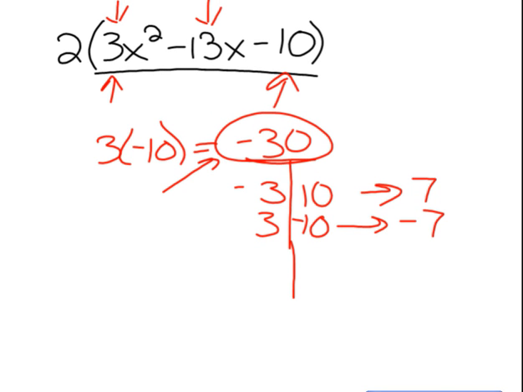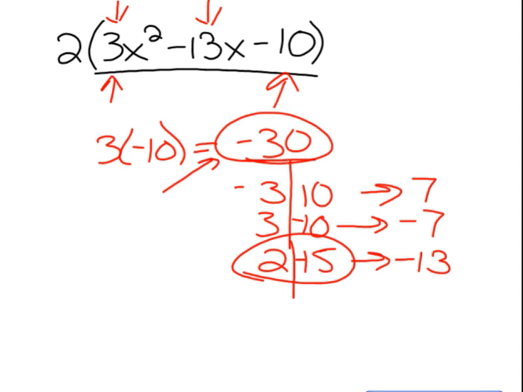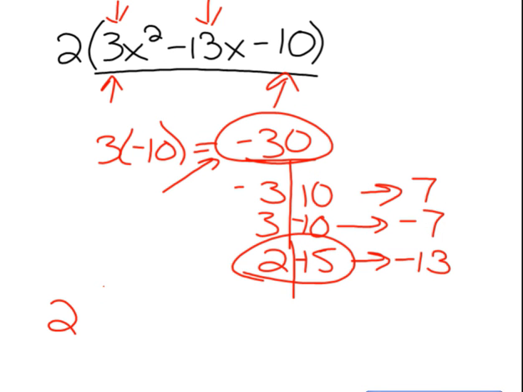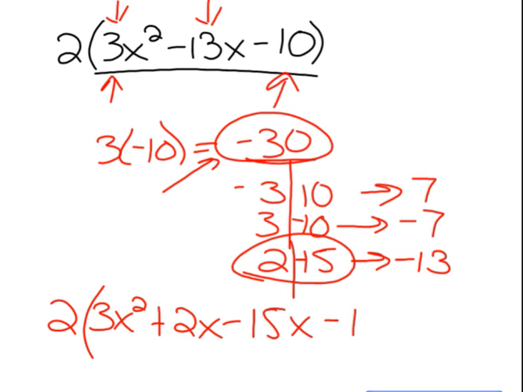So let's check. Maybe another number will work. And I'm looking at maybe 2 and 15. So if I have positive 2 and maybe negative 15 and I add those up, that does give me a negative 13. So this is the pair of numbers I'm looking for. So I still have the 2. You got to keep that 2 all the way along. And I have my 3x squared. That doesn't change. But instead of writing negative 13x, I'm going to put positive 2x and negative 15x. I still have my negative 10.